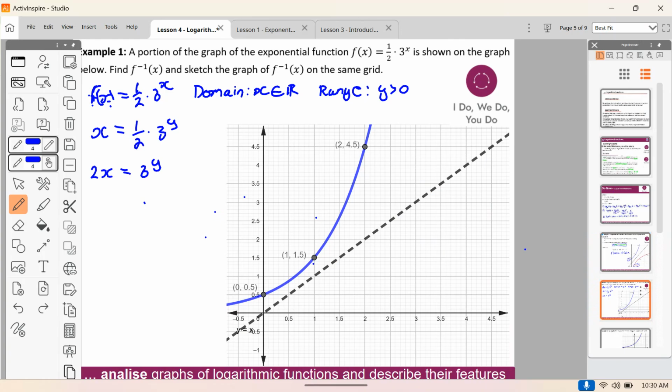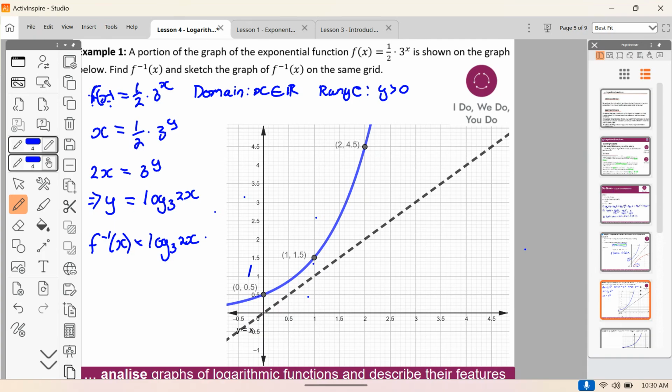Switching to logarithmic form, the base is 3. So this is going to give us log base 3 of 2x is equal to y. So switching to logarithmic form gives us this one. We've got our inverse function now. So write it using inverse function notation.